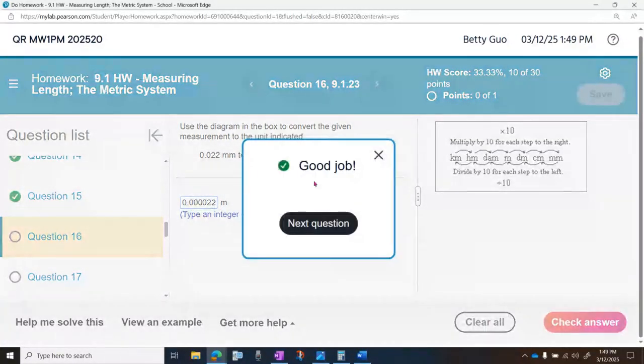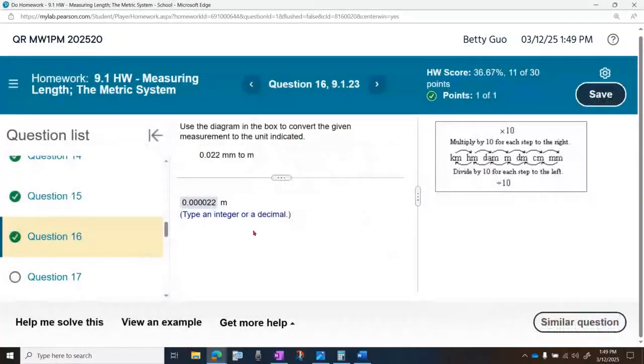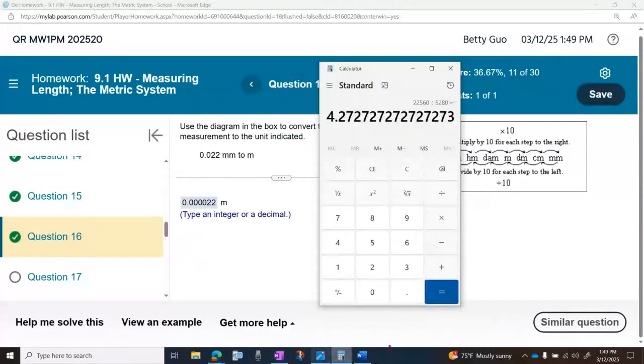And sometimes a question like this is not convenient, right? Moving the decimal point is probably not as convenient as just dividing by 10 three times. Then you can just use the calculator. You can enter the number 0.022 in the calculator, and since you moved to the left 3 times, you are going to divide by 10 three times. You are not dividing by 30, okay?